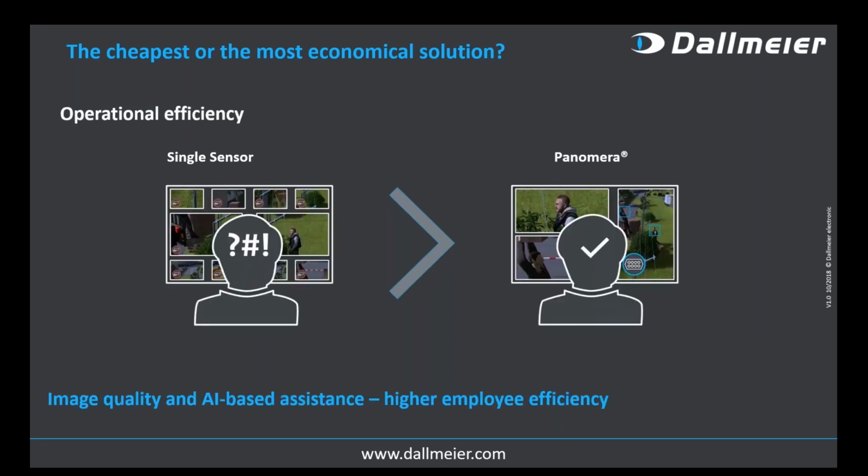And then operational efficiency. Of course, if I need fewer screens, I need fewer operators, or I can cover a much bigger area with the same number of operators, and they will also be more attentive and have better results. And then also, which I will show in the optional appendix of the webinar, with an artificial intelligence-based assistance system, I can even further increase employee efficiency when it, for example, comes to perimeter protection.